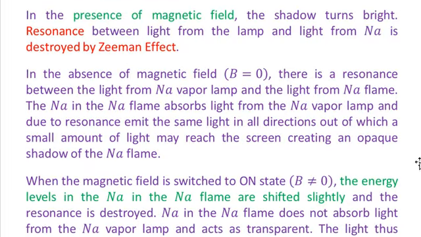Now, in the absence of the magnetic field, that is when the magnetic field is zero, there is a resonance between the light from the sodium vapor lamp and the light from the sodium flame. The sodium atoms in the sodium flame absorb light from the sodium vapor lamp, and due to the resonance emit the same light in all directions, out of which a small amount of light may reach the screen, creating an opaque shadow of the sodium flame.